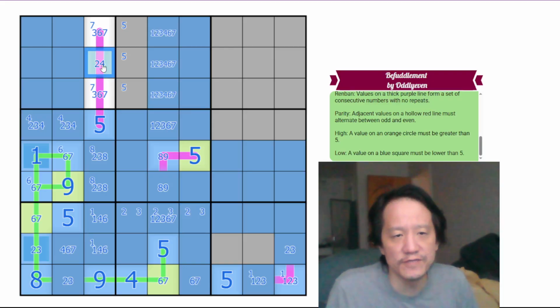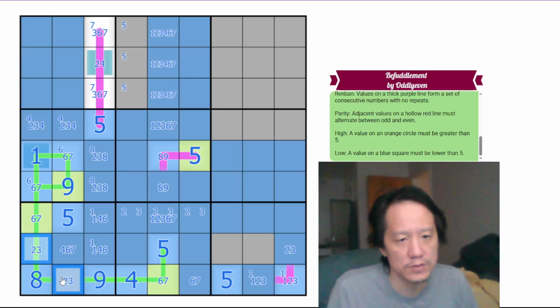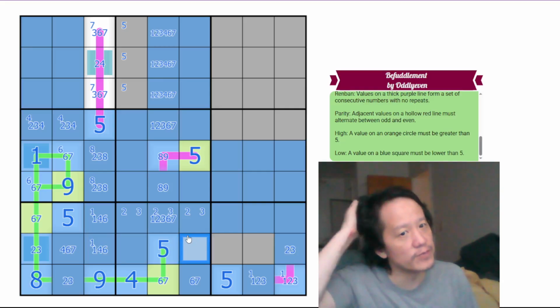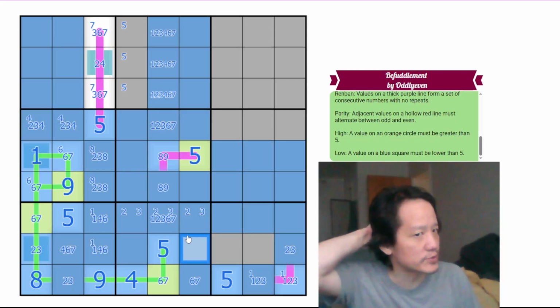So this is a value of 4 no matter what. We just don't know which one. This is a value of 2 or 3. We also don't know which one. Do we have any other information? Not particularly.